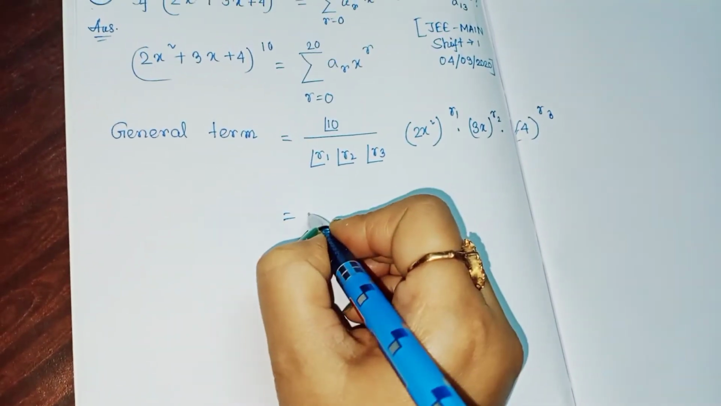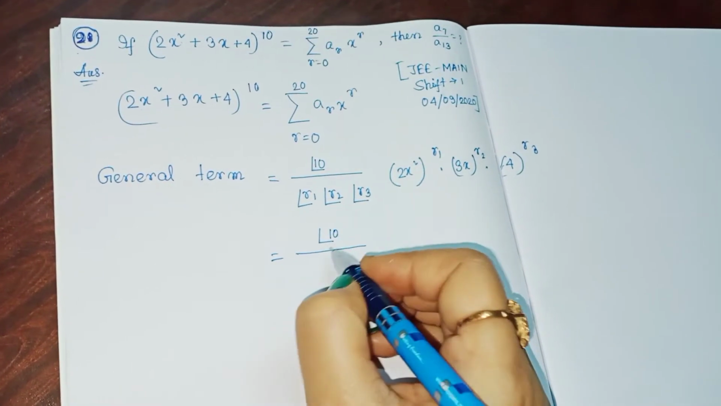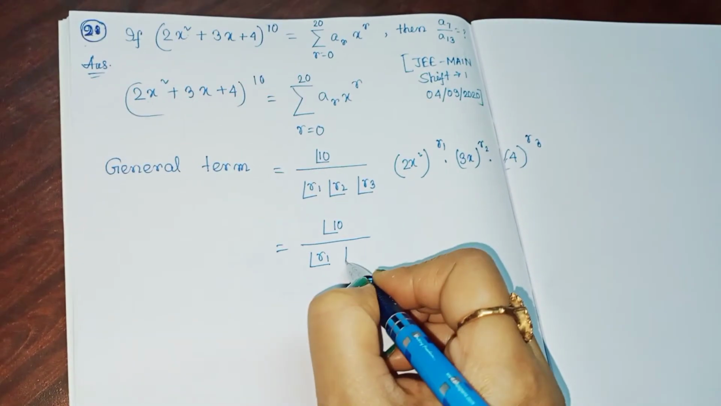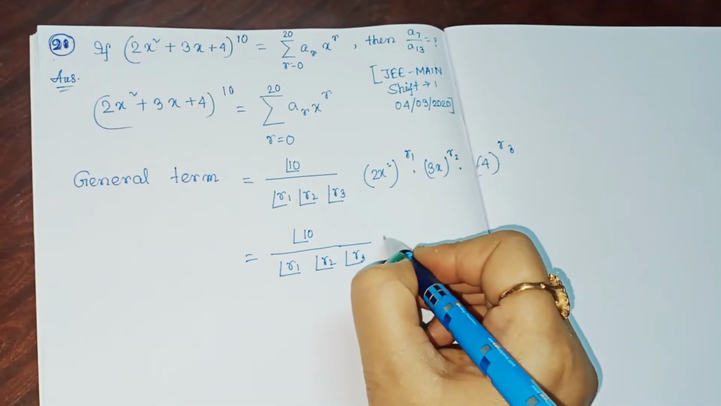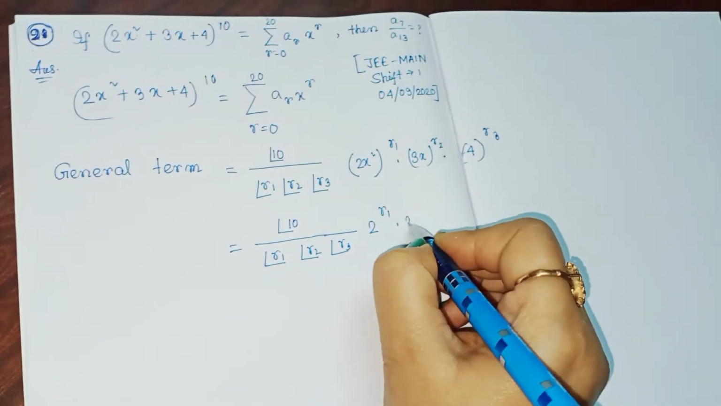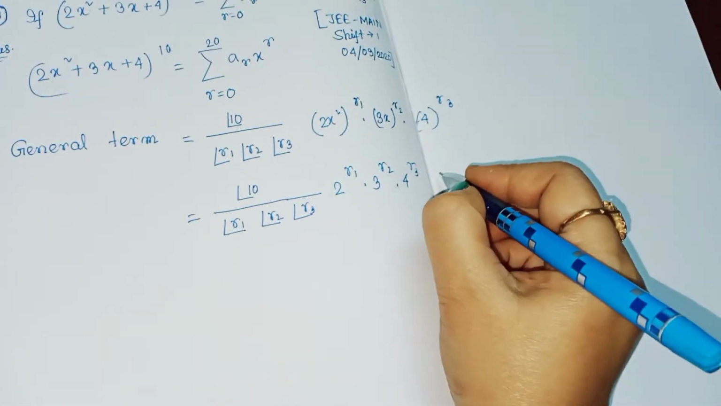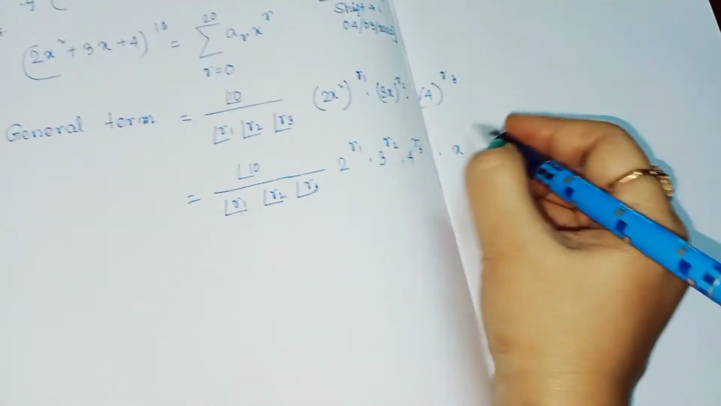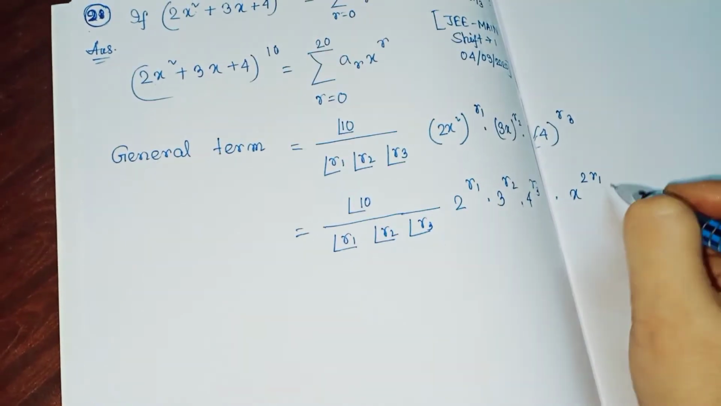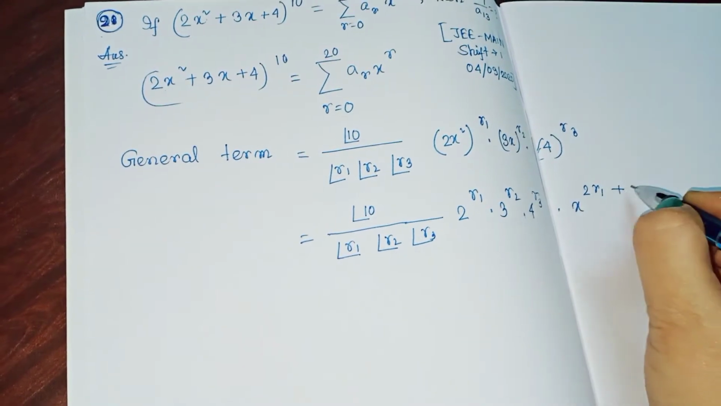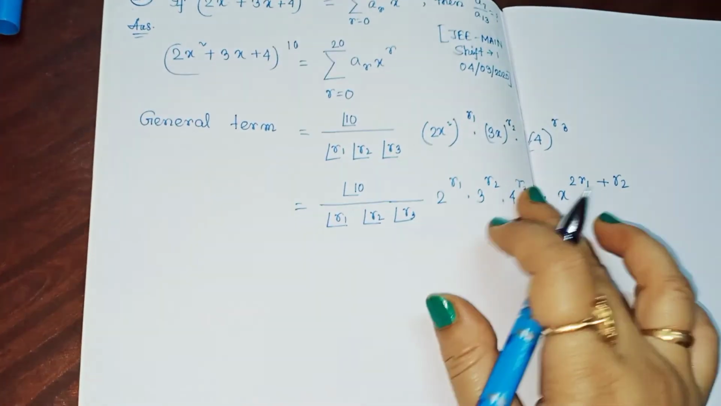That is the formula of the general term, which is equal to 10 factorial divided by r1 factorial, r2 factorial and r3 factorial, times 2 to the power r1, into 3 to the power r2, into 4 to the power r3, into x to the power 2r1 plus r2. So it is the general term.